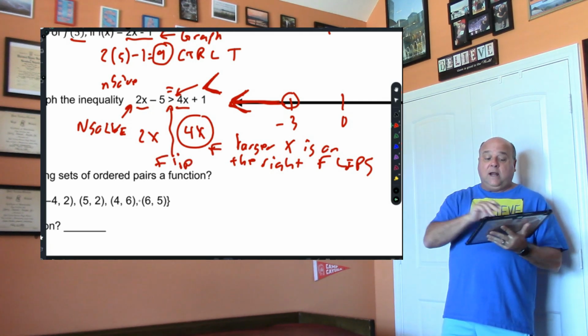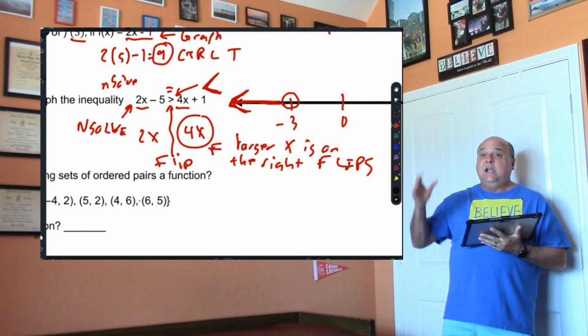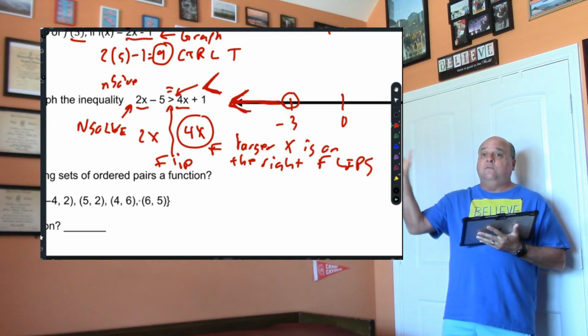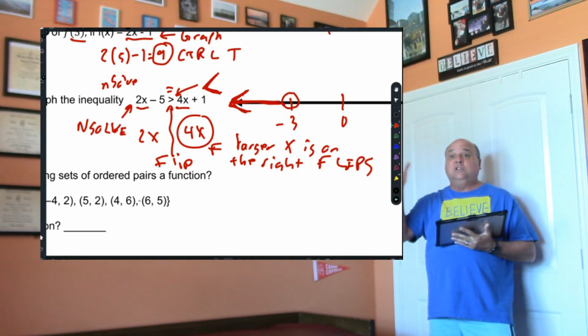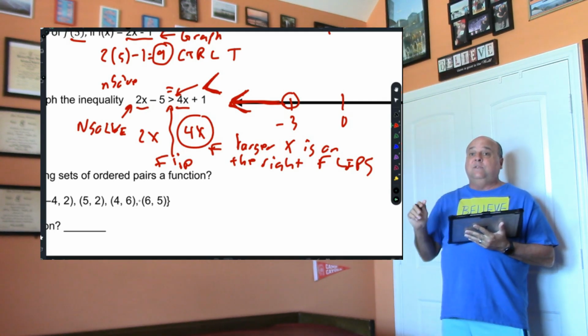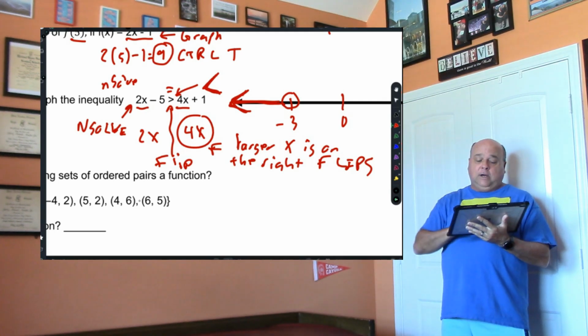Y'all got it? You're going to have a problem on the test just like this. If the bigger value's on the right, you flip the inequality. You can still do the true or false by plugging in the 0, but learn that trick, okay?